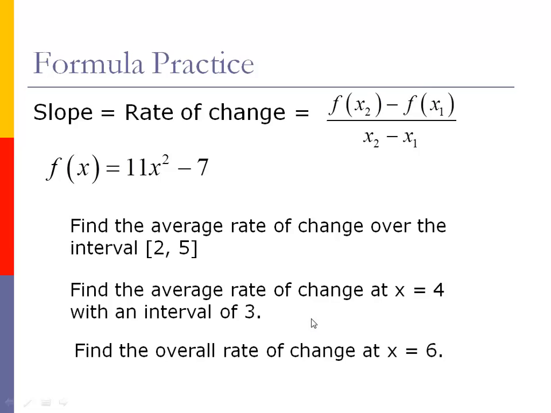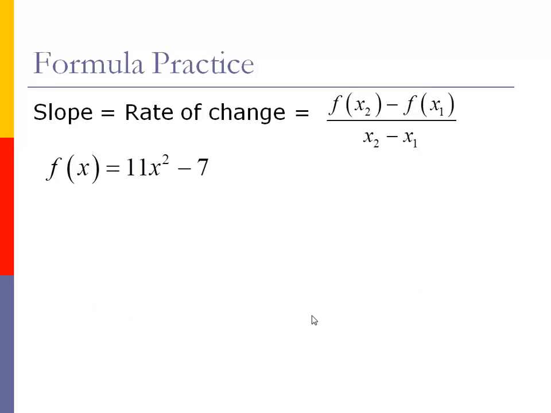And then a second question here is we need to find the average rate of change at x equals 4 with an interval of 3. And then we're looking to find the overall rate of change at x equals 6. So if you're already ready to go on these, go ahead, hit pause, do your calculations, and then see if they match what I've got.